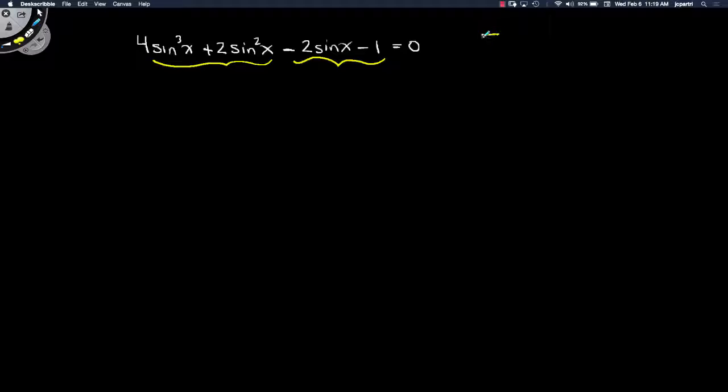So we factor by grouping. Oh yeah, it says to do that.